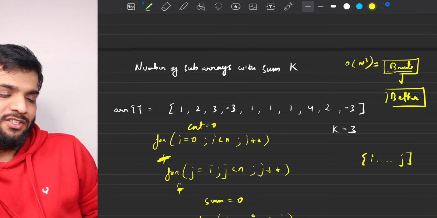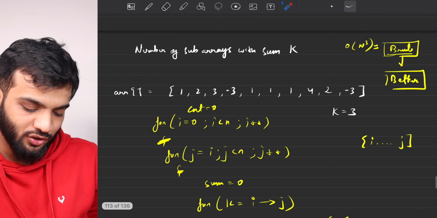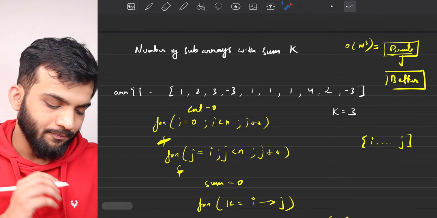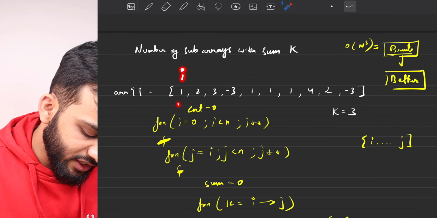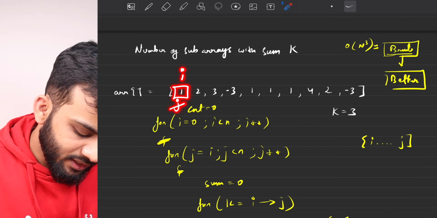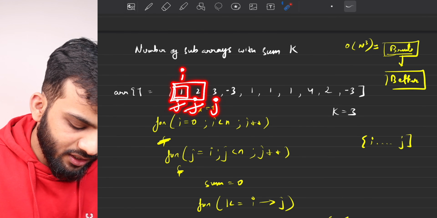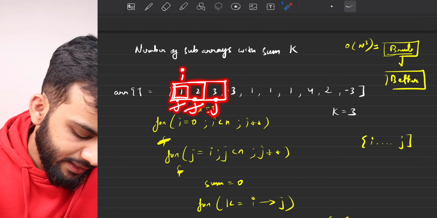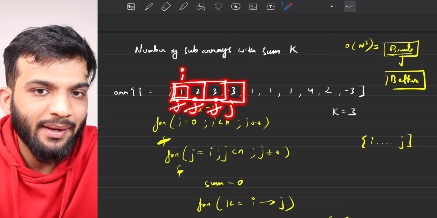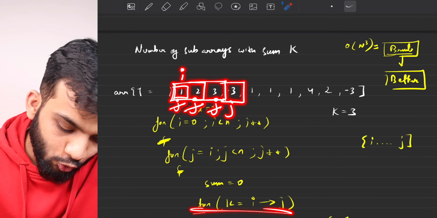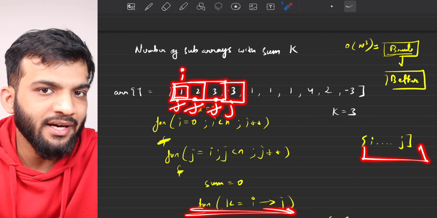So what will be the better solution? Let's have some observations. What are we doing over here? We are saying i is here and j is here. And the first subarray is this. Then we are moving j to here and we are saying second subarray is this. Then we are saying j is here and the third subarray is this. Then we are saying j is over here and the fourth subarray is this. And we are running a for loop in order to accumulate the sum.